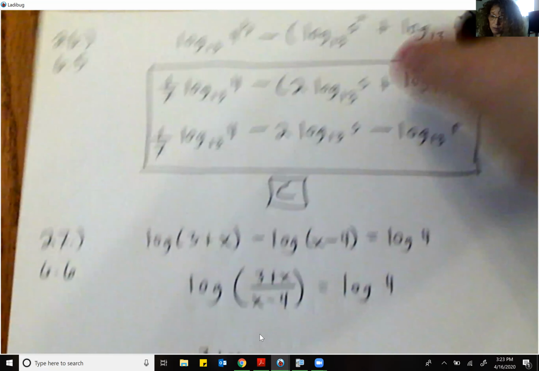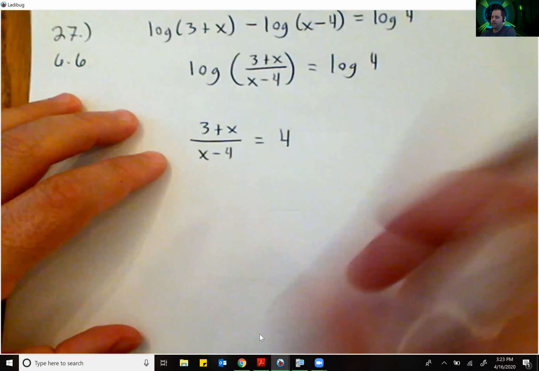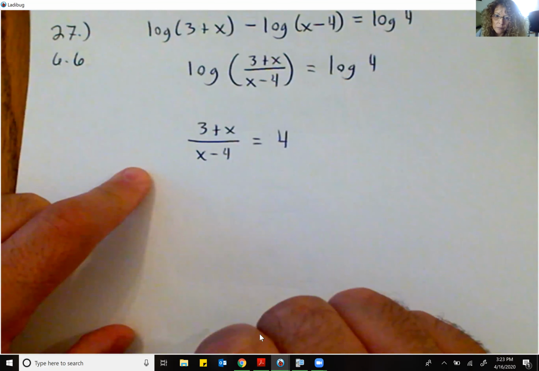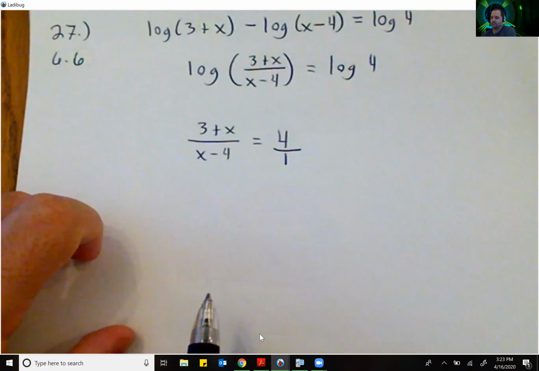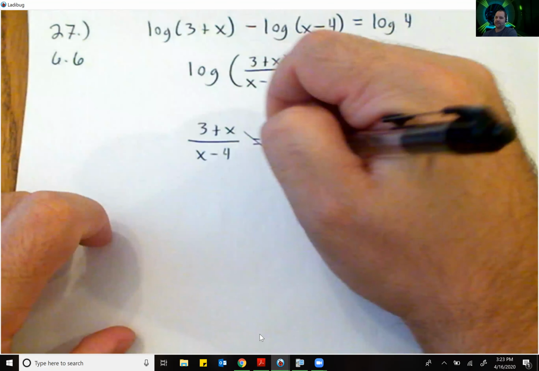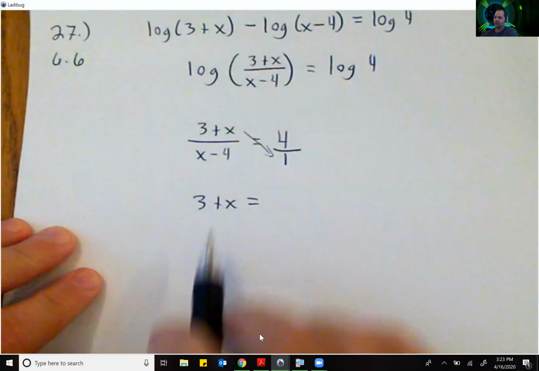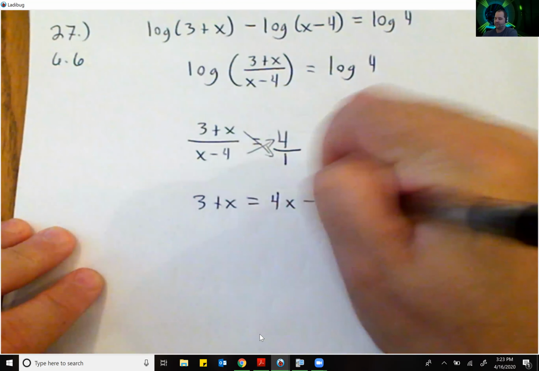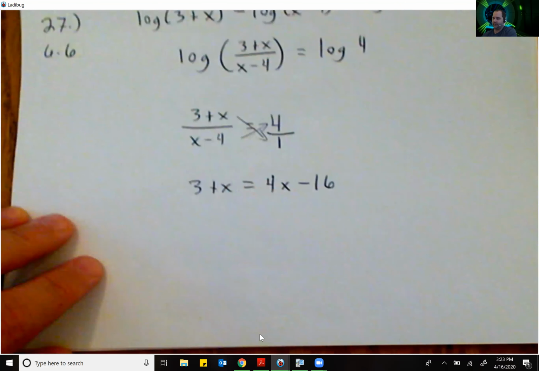So 3 plus x over x minus 4 equals what number? 4 over 1. This is just a proportion. How do we solve proportions? Cross multiply. So we're going to take 3 plus x times 1, which gives us 3 plus x. And we're going to take x minus 4 times 4, which will give us 4x minus 16, because the 4 has to multiply all of that. And then now we just continue solving.